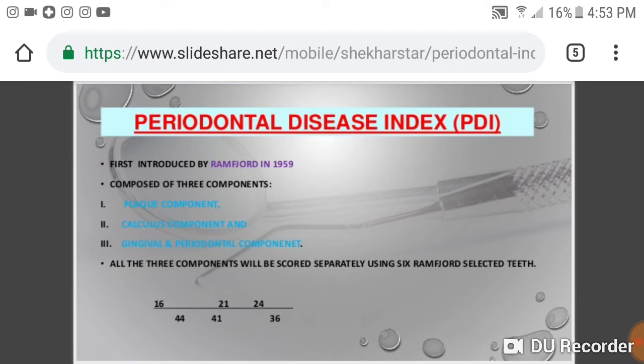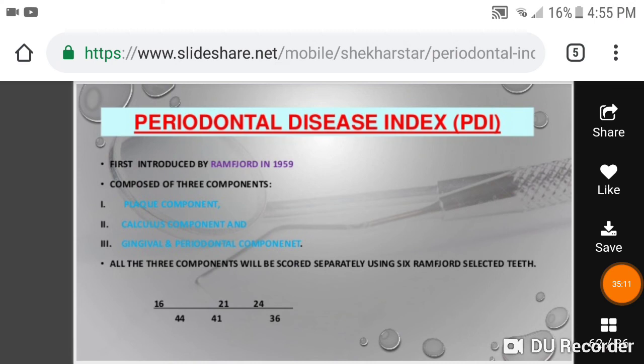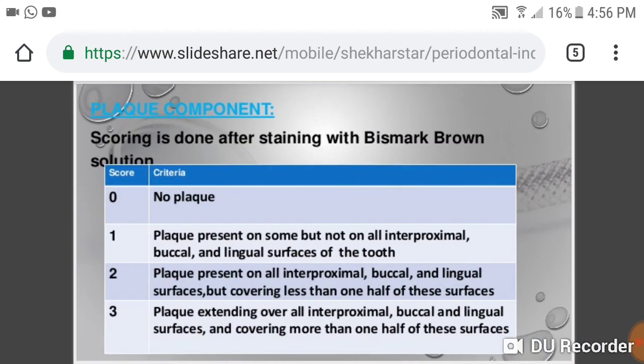Periodontal Disease Index, that's the PDI. The PDI was first introduced by Bromfield in 1959, composed of three components: plaque component, calculus component, and the gingival component and periodontal component. All the three components will be scored separately using 6 Bromfield selected teeth: the 1-6, the 2-1, the 2-4, the 4-4, the 4-1, and the 3-6.